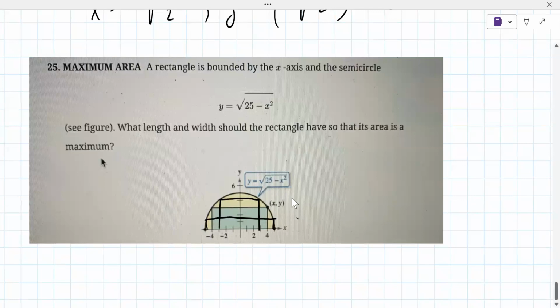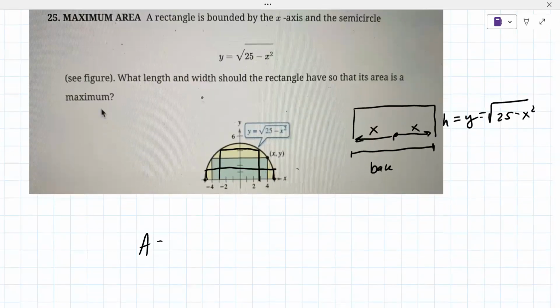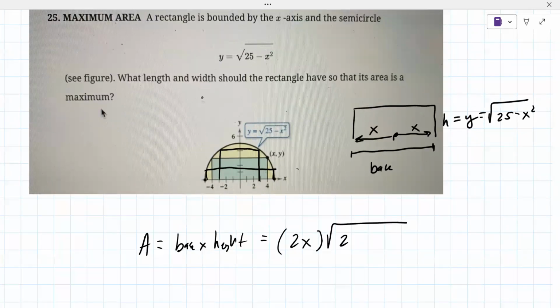So the y value in this case is the height. The height of the rectangle is the y value, which is the square root of 25 minus x squared. The width of the rectangle, or the base, you're going out x, and then you're going the other way x. So you're going 2x. So the area of the rectangle, which we know is base times height, is 2x, because you got x in both directions, times the height, the square root of 25 minus x squared.